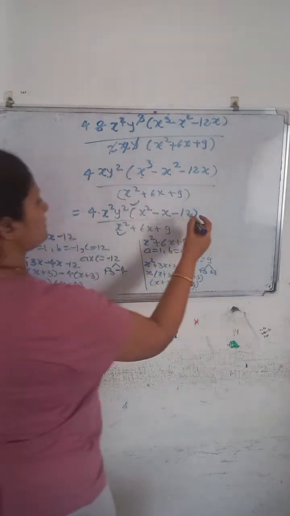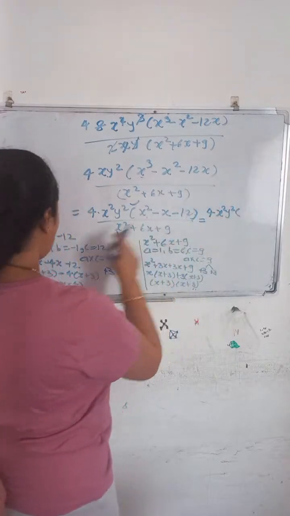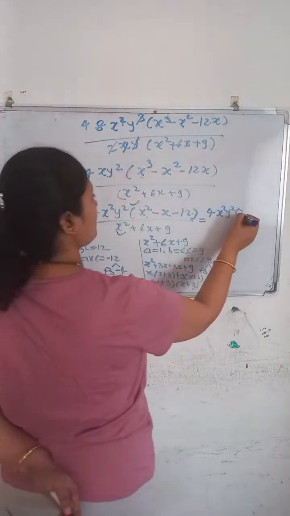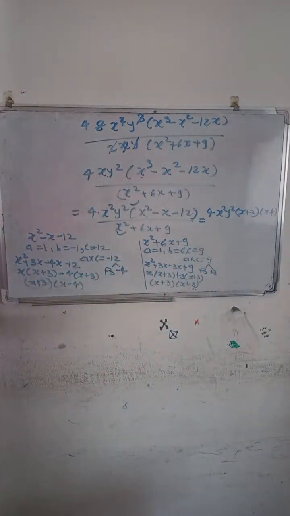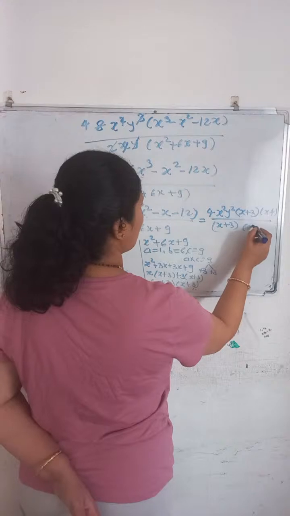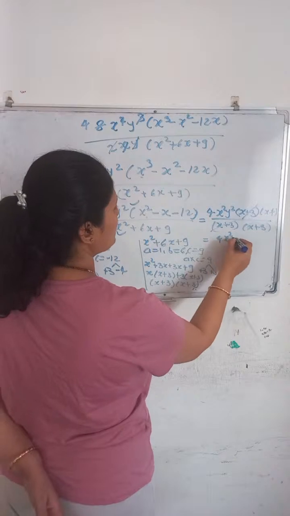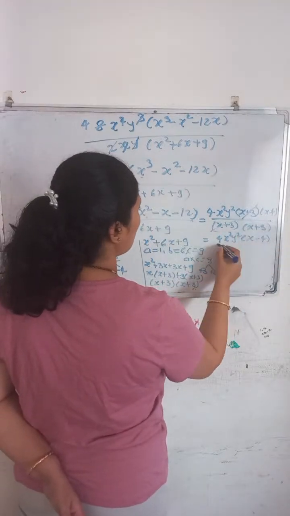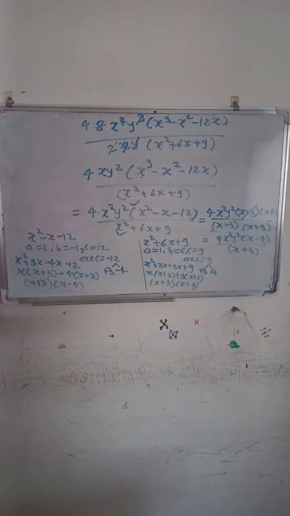Okay, these two factors right over here. So here 4x square y square, and here we got x plus 3, x minus 4, divided by x plus 3 and x plus 3. So this x plus 3 gets cancelled. 4x square y square x minus 4 divided by x plus 3. This is your final answer. This question is for 4 marks, and check your worksheet answer key. That is the correct answer.